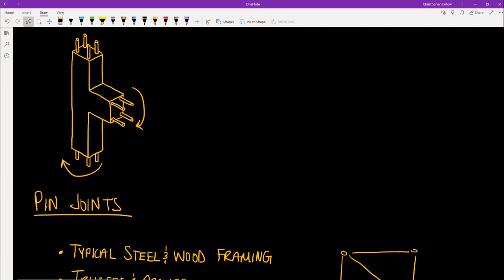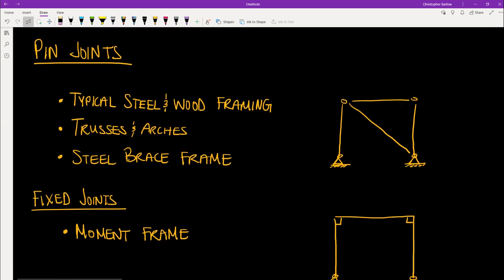Finally, let's look at some real examples of pinned and fixed joints. Pinned joints are what you will often find in typical steel and wood framing. So the connection between a steel or wood beam to a steel or wood column will typically be pinned. Also, the joints between truss elements and arch elements will also be pinned. Finally, the joints between all of the elements of a steel braced frame, including the brace itself, will also be pinned. There will be no restraint against rotation at any of these joints.